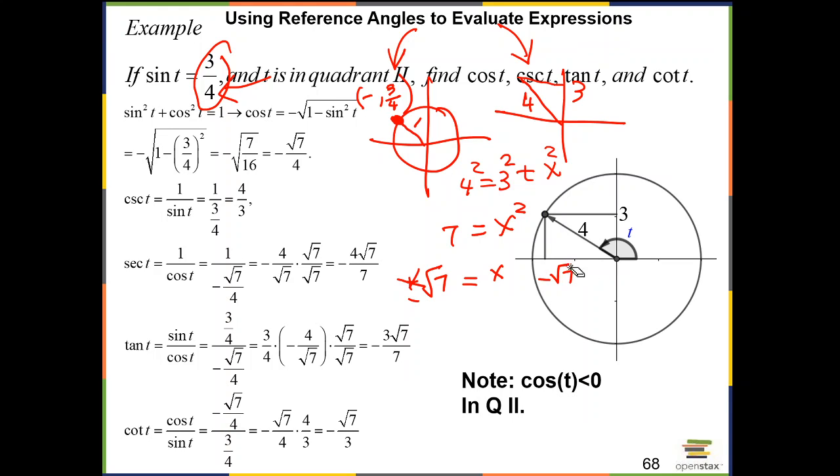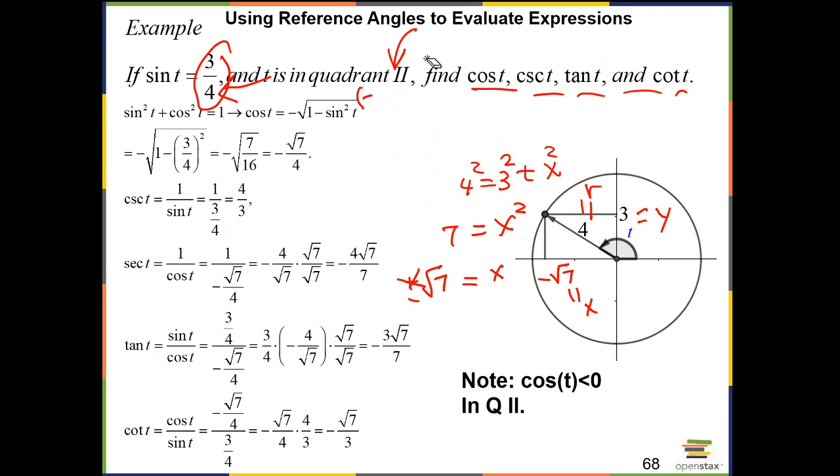All right, now that we have x, we have y, and we have r. Well, what else do we know? Do we need to find that? That's all we need. Okay, so you can do that easily. So what is cosecant? It's 1 over sine, and sine is 3/4, right? So it's 4/3.